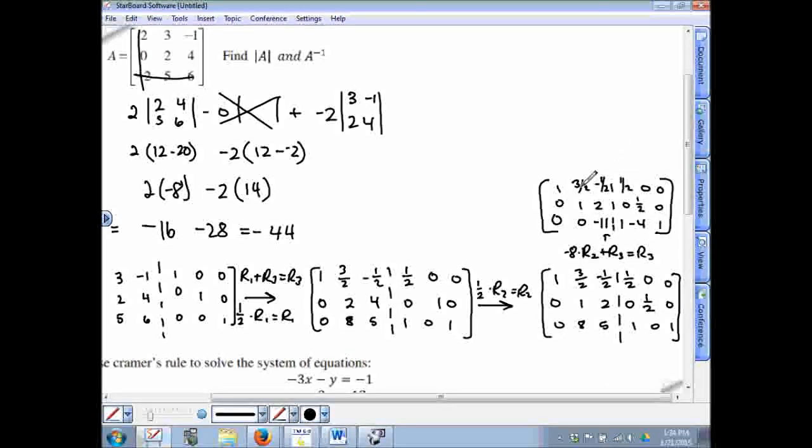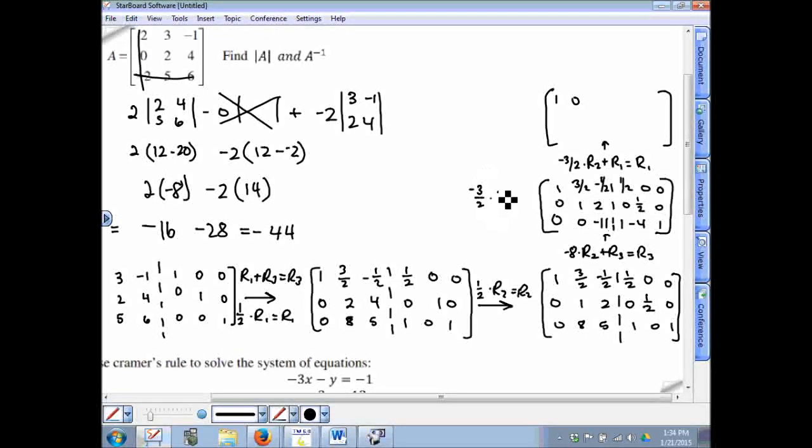Okay, the next problem is in row 1 right here. This should be a 0. So I'm going to multiply row 2 by negative 3/2 and then add that to row 1. So negative 3/2 times row 2 plus row 1 equals row 1. Alright, so negative 3/2 times 0 is 0. 0 plus 1 is 1. Negative 3/2 times 1 is negative 3/2. Plus 3/2 is 0. Pay attention here. Negative 3/2 times 2.